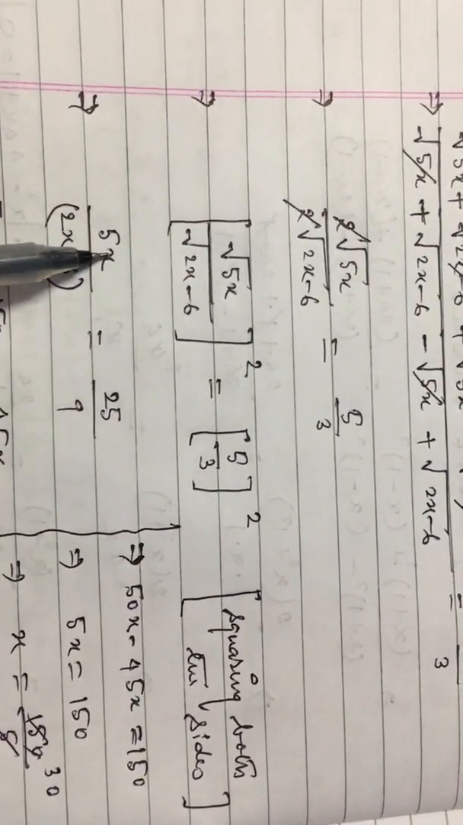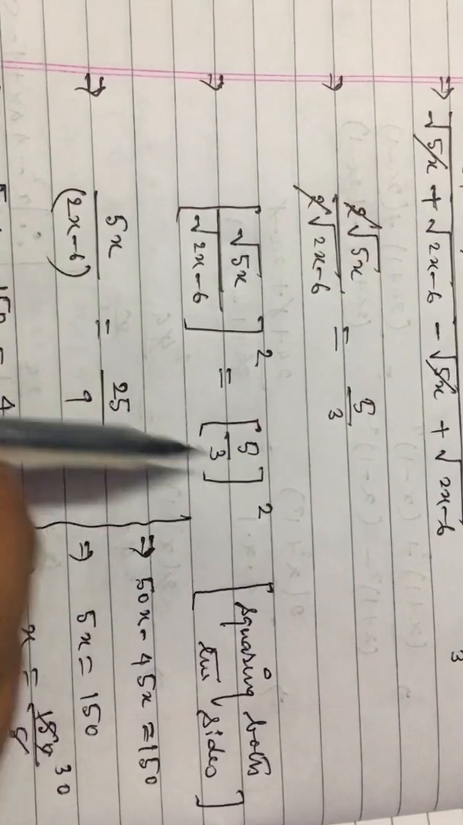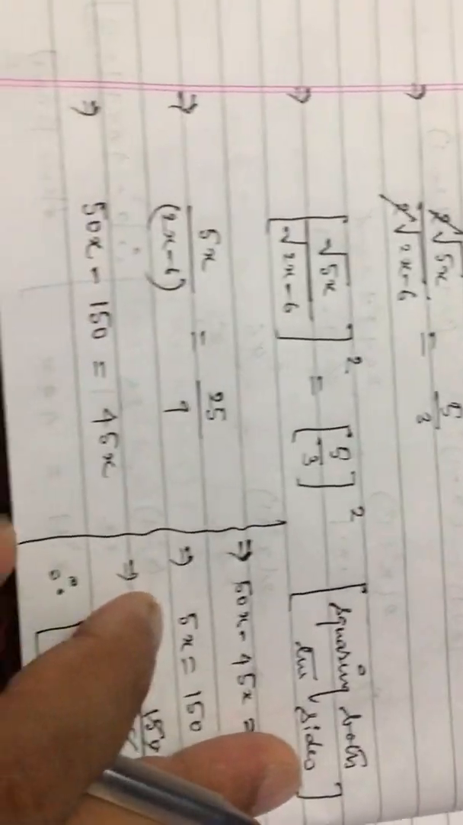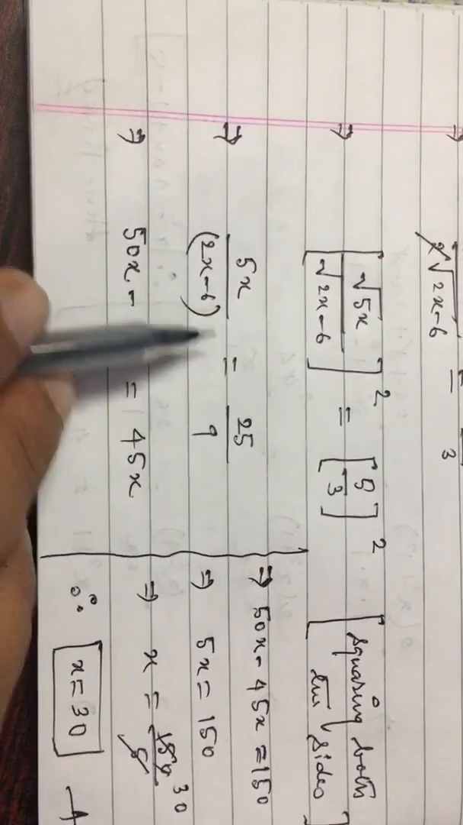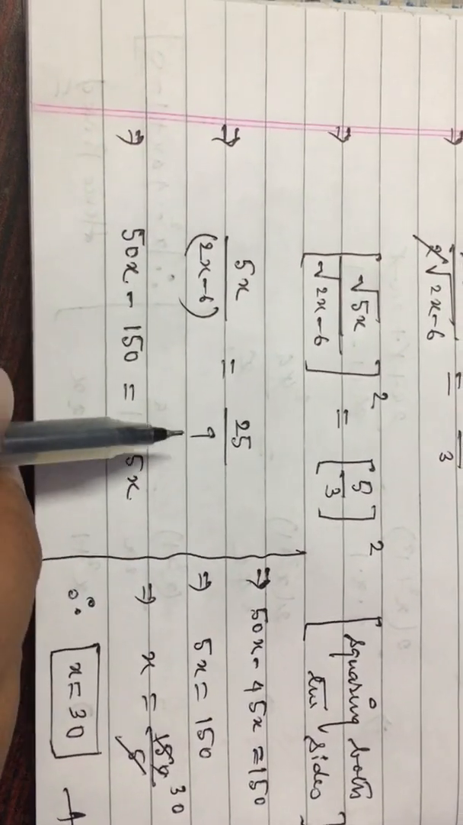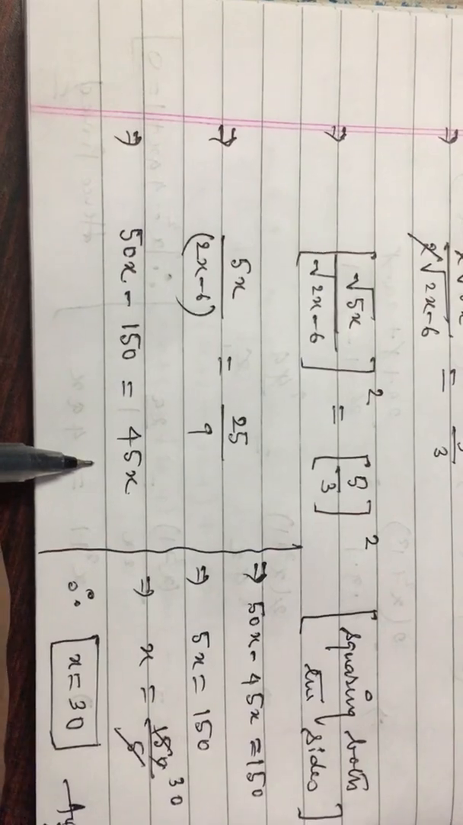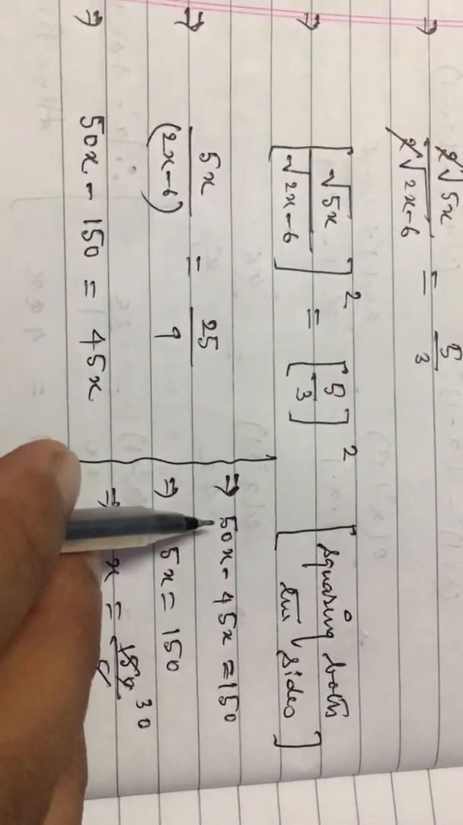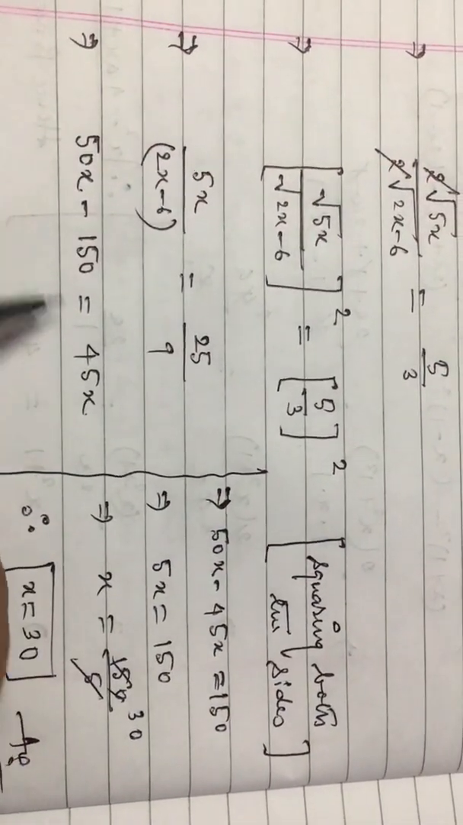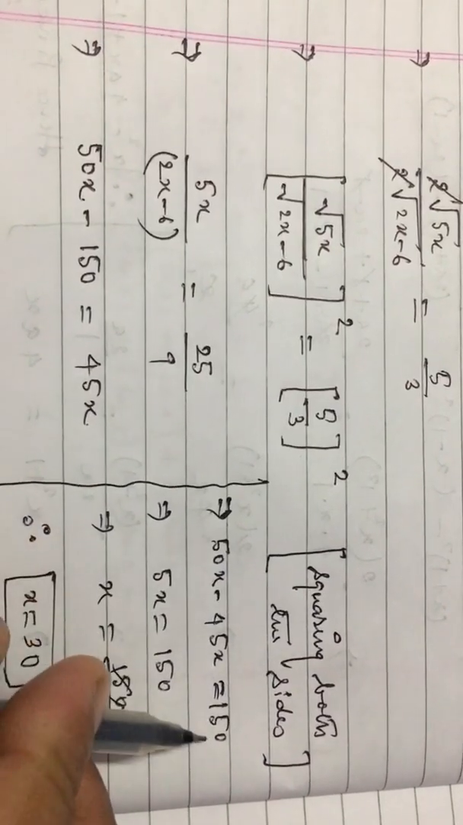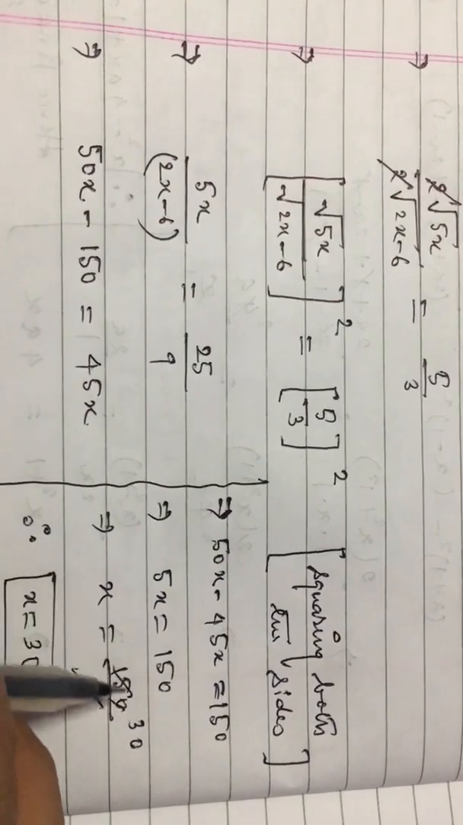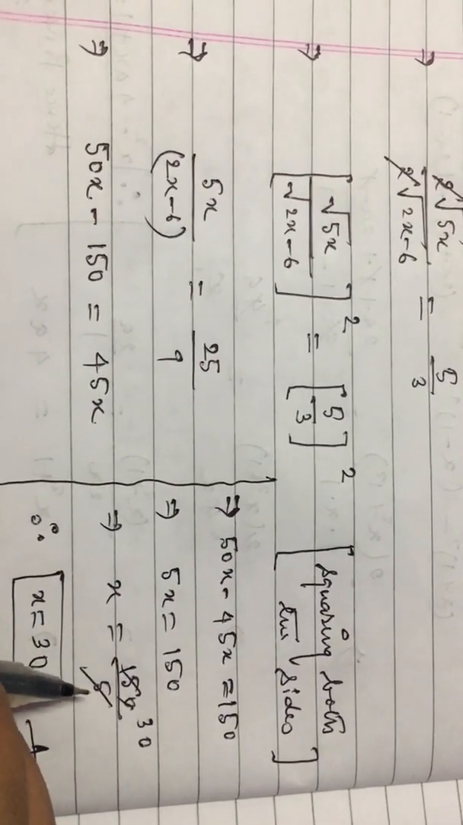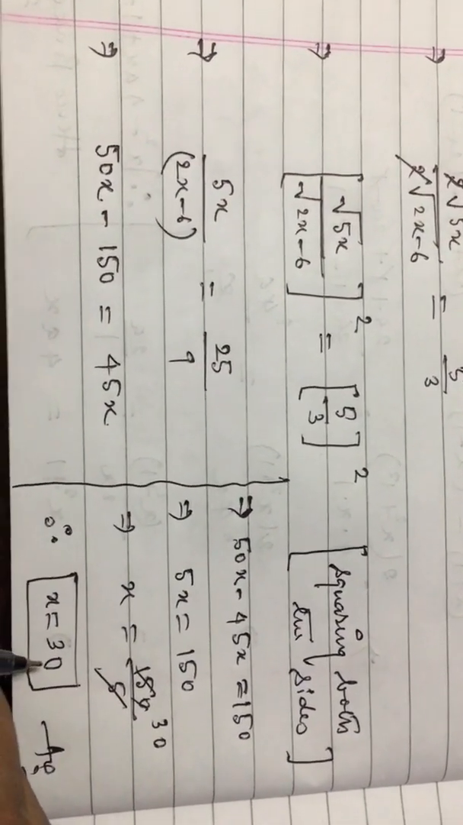So it is 5x and it is 2x minus 6. The square of 5, 25, and the square of 3, that is 9. Now cross multiply them. 25 into 2, that is 50x. 25 sixes are 150, and 9 sixes are 54. So 50x, transferring this 45x to this side, minus 45x is equal to 150. So 50 minus 45, that is 5x, is equal to 150. x is equal to 150 by 5, and 150 divided by 5 is 30. This will be the answer.